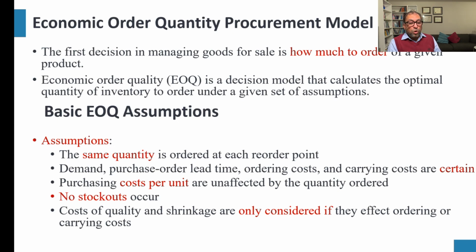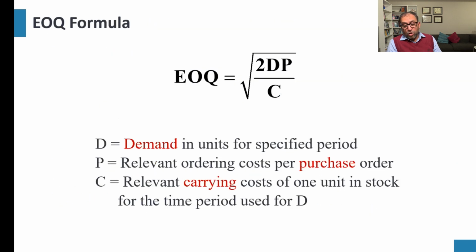The same quantity is ordered at each reorder point. So we are assuming that we are ordering the same quantity every time. Demand, purchase order lead time, ordering cost, and carrying cost are certain. That means we know all these things beforehand and in a correct way. These are not estimations. Purchasing cost per unit is unaffected by the quantity ordered. No stockouts occur. Cost of quality and shrinkage are also considered if they affect ordering or carrying cost.